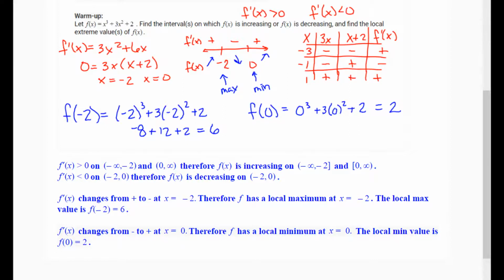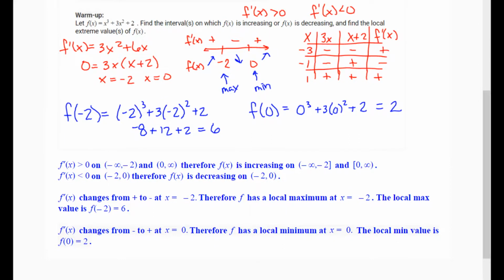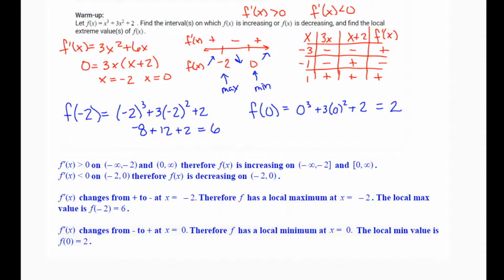Lastly, we want to say that f of x changes from positive to negative at x equals -2. Therefore, that creates for us a local maximum at x of -2. The local max value is 6. So because our derivative changes from negative to positive at x equals 0, that creates for us a local minimum at x equals 0 with a value of 2.